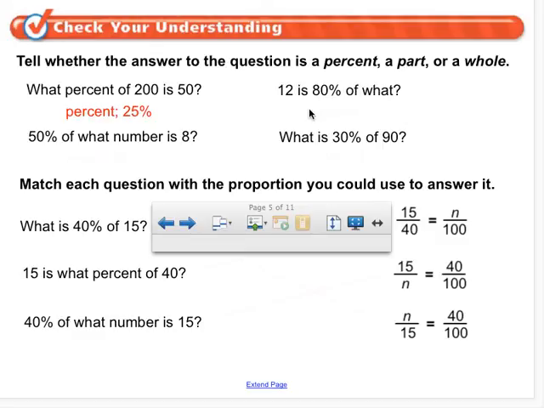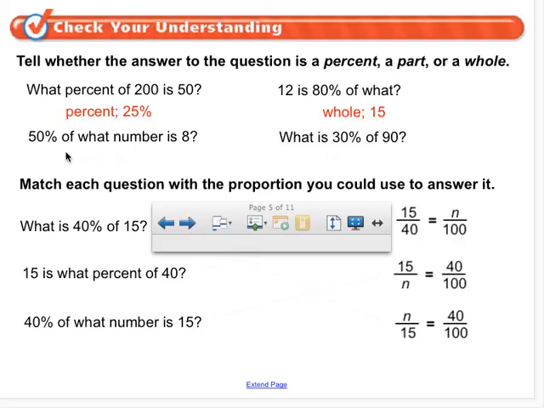Okay, who has this one? 12 is 80% of what? Who's got this one? Isaiah, what'd you get? You got 15. Okay, and is that the percent, the part, or the whole? Well, 12 would be the part. They're saying 12 is 80% of what we're looking for, which is the whole. 12 is part of the whole, and it's 80% of the whole. Do you understand? But you are correct, it is 15, but I just want you to understand why it's the whole. Okay.